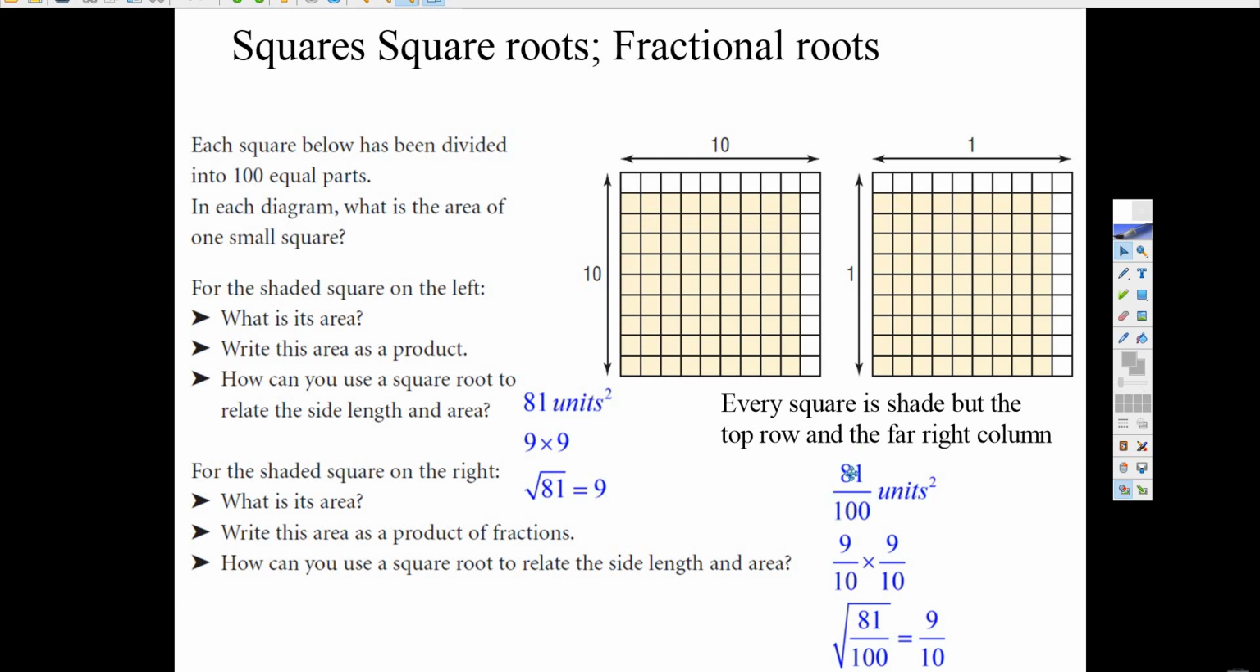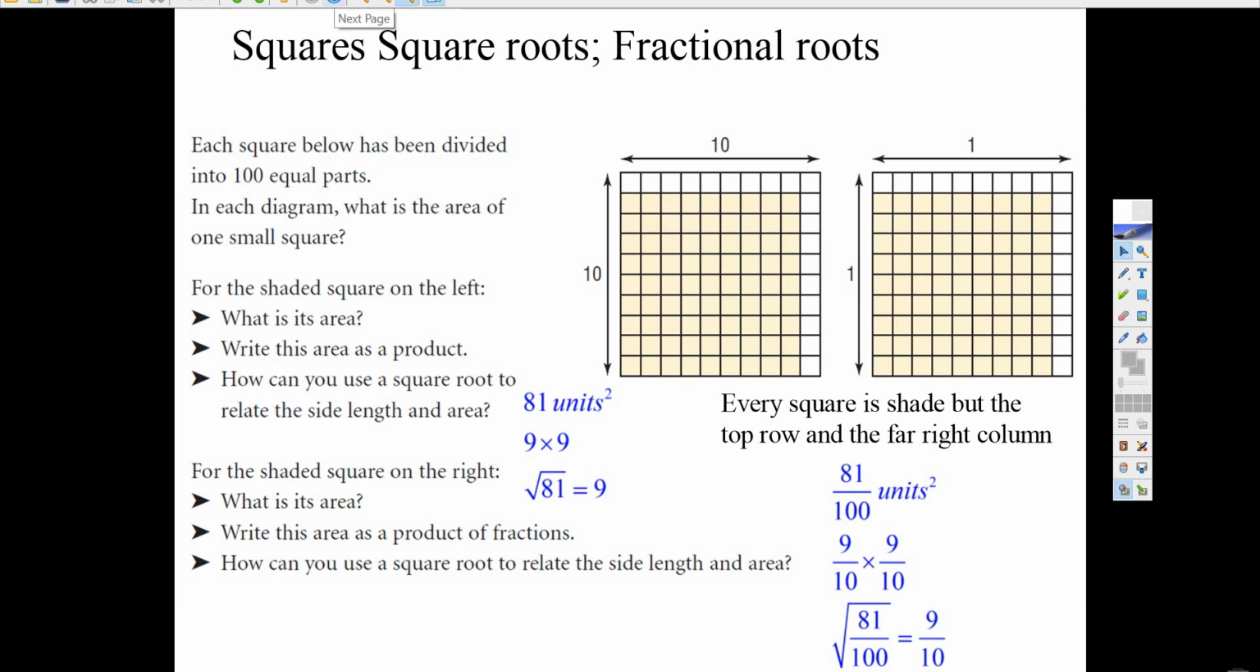Well, if you knew the area was 81 over 100, you could get the length of this square by taking the square root of 81 over 100. That's the big idea. The square root of 81 is 9. The square root of 100 is 10.